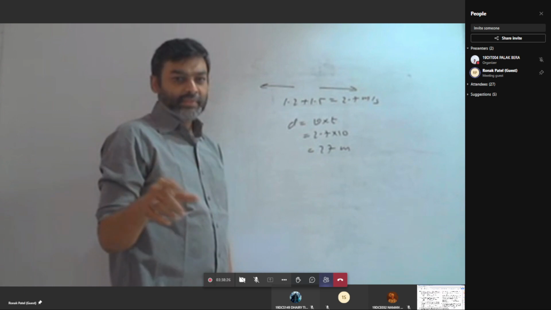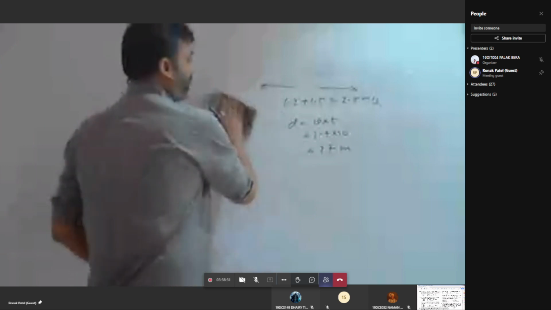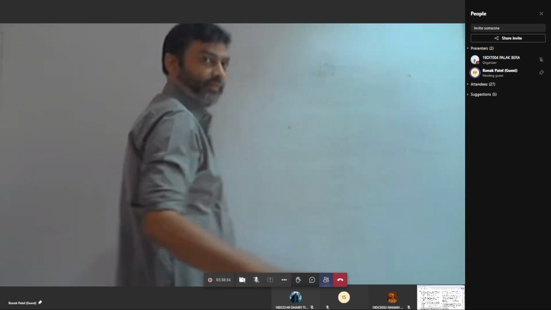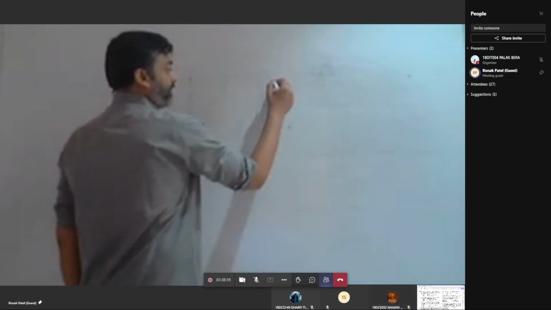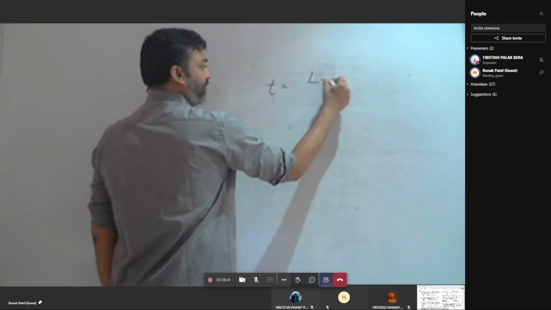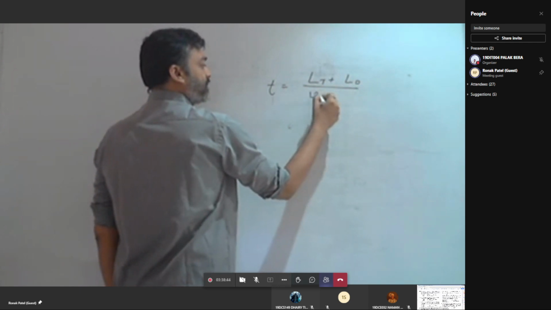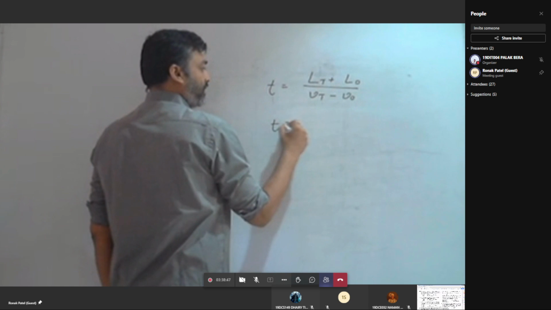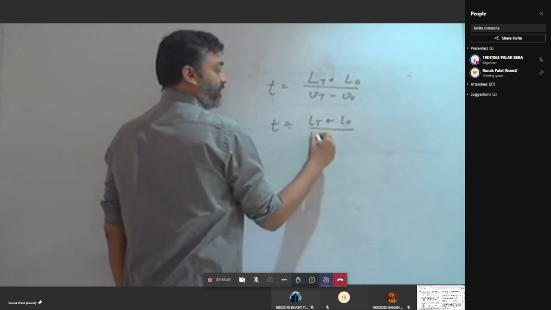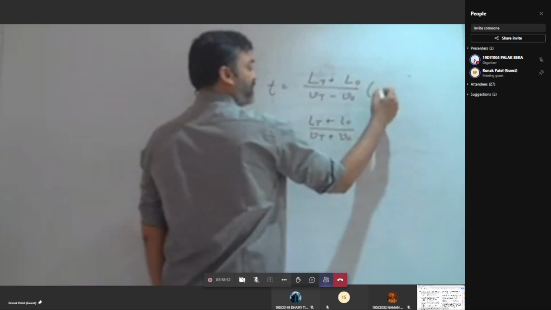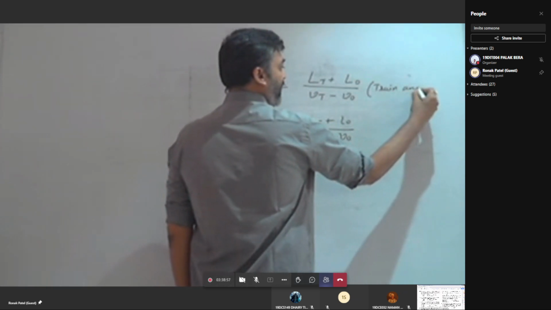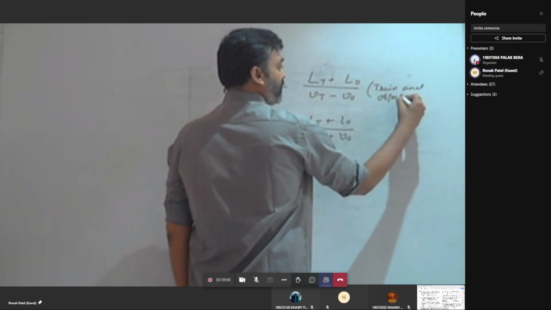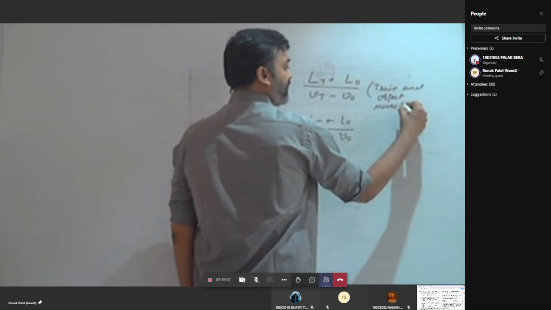Now, for further sums, I'll give you one equation. You use this one. If any train is crossing any object, how much time will it take? Time equals length of train plus length of object, divided by speed of train minus speed of object, or length of train plus length of object, divided by speed of train plus speed of object. In the first case, train and object move in the same direction.